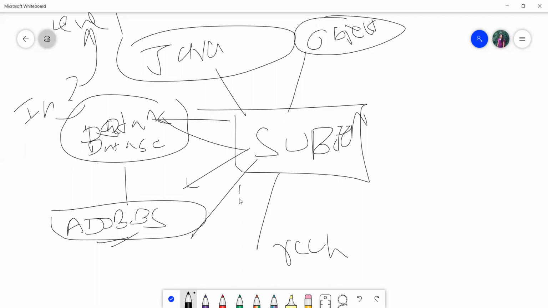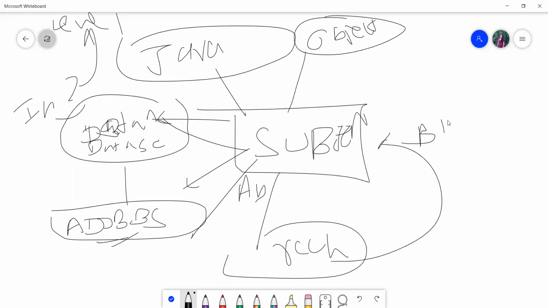So this ADBMS requires DBMS. Okay. Take a subject or you can take it as a course, that's up to you.